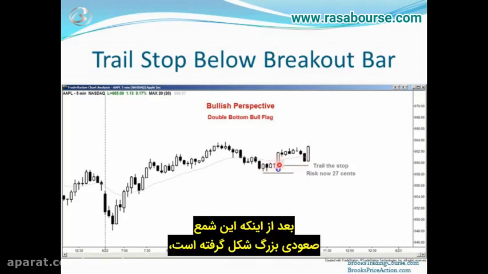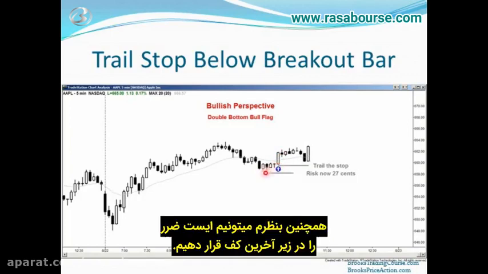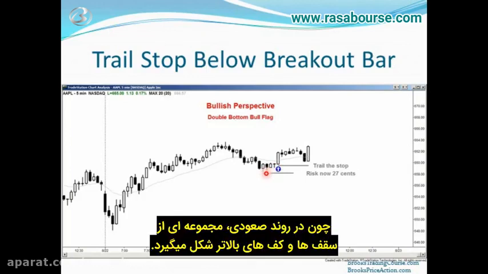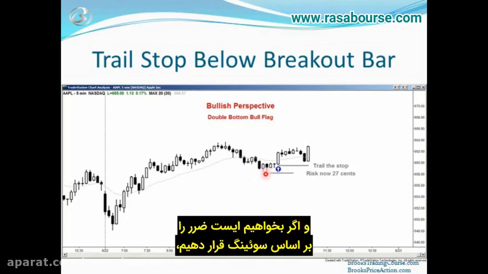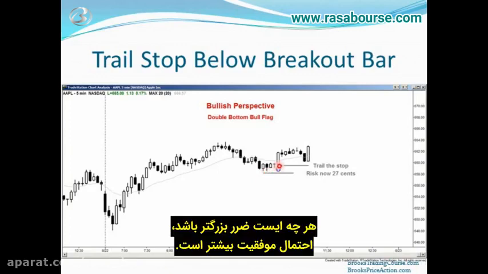After this big bull bar, a lot of traders would move their stop to one tick below its low. I think it's also okay to keep the stop below the higher low. In a bull trend, the market is making a series of higher highs and lows, and the best place for a swing stop is below the most recent higher low. The wider the stop, the higher the probability of success.